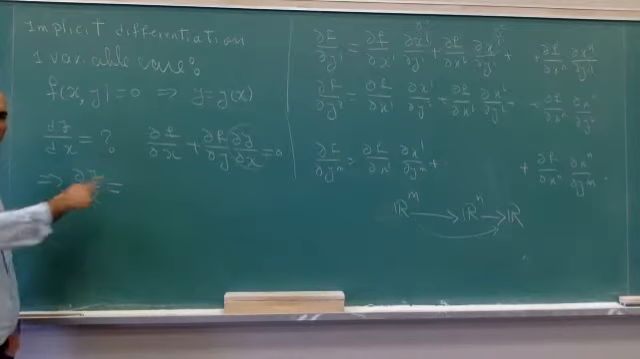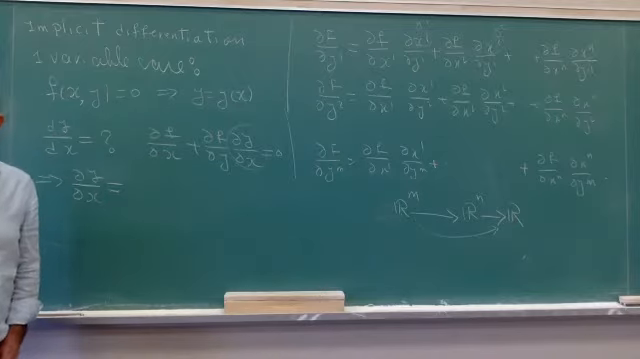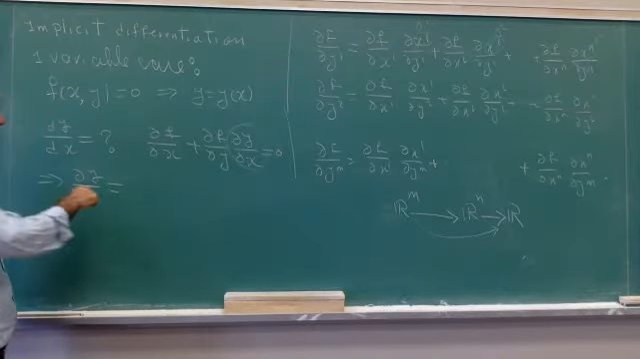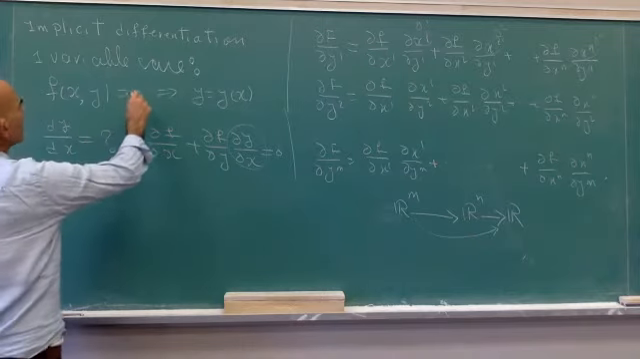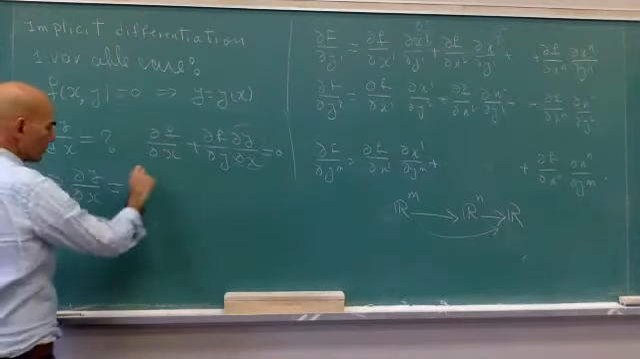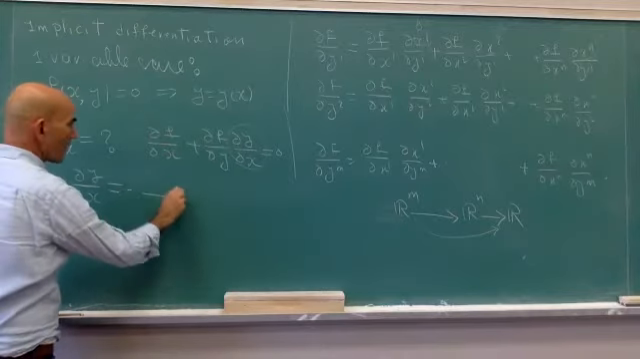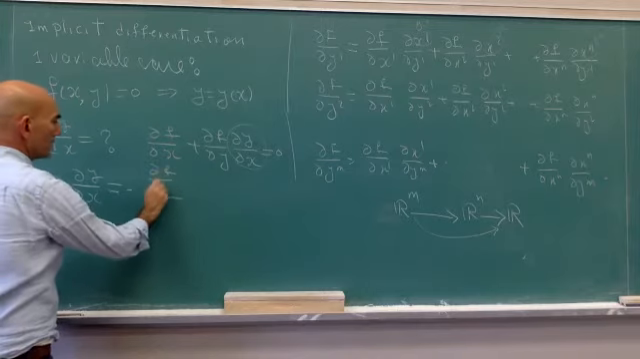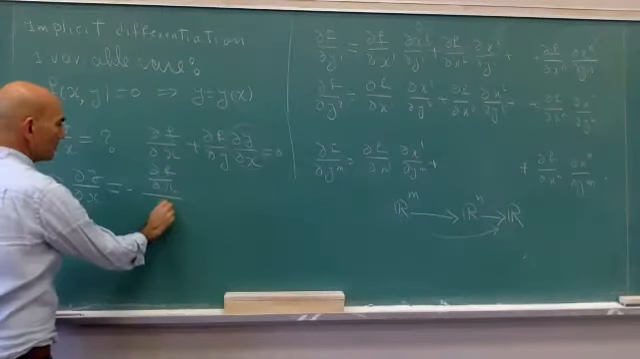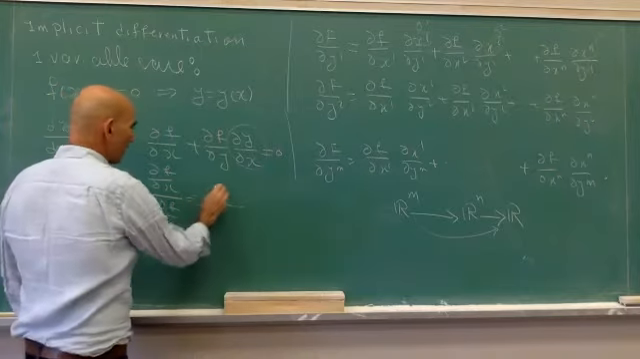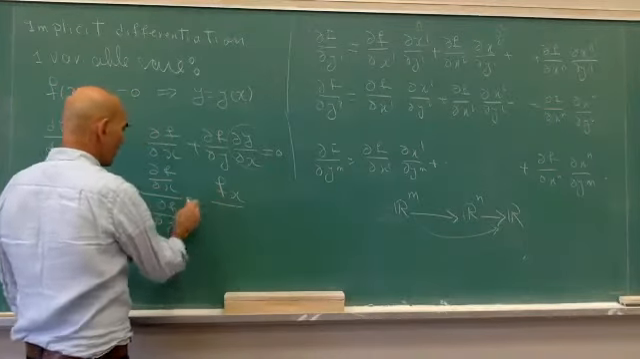I guess you have seen this in one variable calculus? Or maybe not, because it needs partial derivatives. You didn't see that? No. Okay, so this is new. So dy/dx is equal to minus: you just divide df/dx over df/dy, negative f_x divided by f_y.